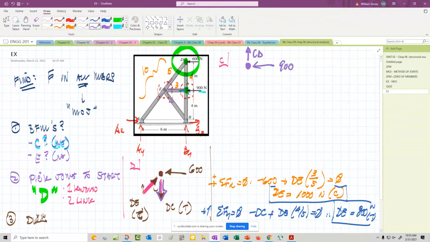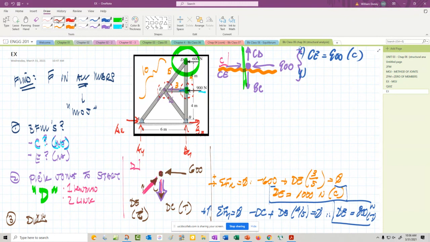Here we have the 900. CE would have to be that way to oppose the 900. And since CD is up, we expect BC to be down. And really quickly looking at that, that's a really easy sum forces in X and Y. If we look just in the X direction, we're going to get CE equals 900. Since it's pushing on the joint, that'll be in compression. And from the Y direction, we're just looking vertically. We can see that CD will equal BC, so therefore BC equals what CD was.